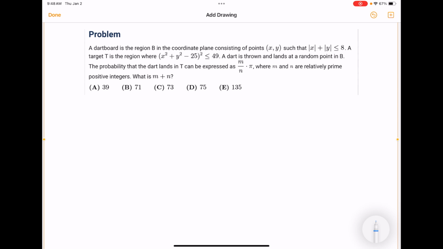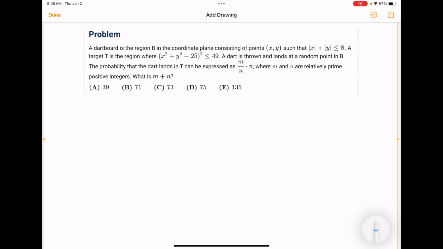The problem states: a dartboard is the region B in the coordinate plane consisting of points x and y such that the absolute value of x plus the absolute value of y is less than or equal to 8. A target T is the region where (x squared plus y squared minus 25) squared is less than or equal to 49. A dart is thrown and lands at a random point in B. The probability that the dart lands in T can be expressed as m over n times pi, where m and n are relatively prime positive integers. What is m plus n?